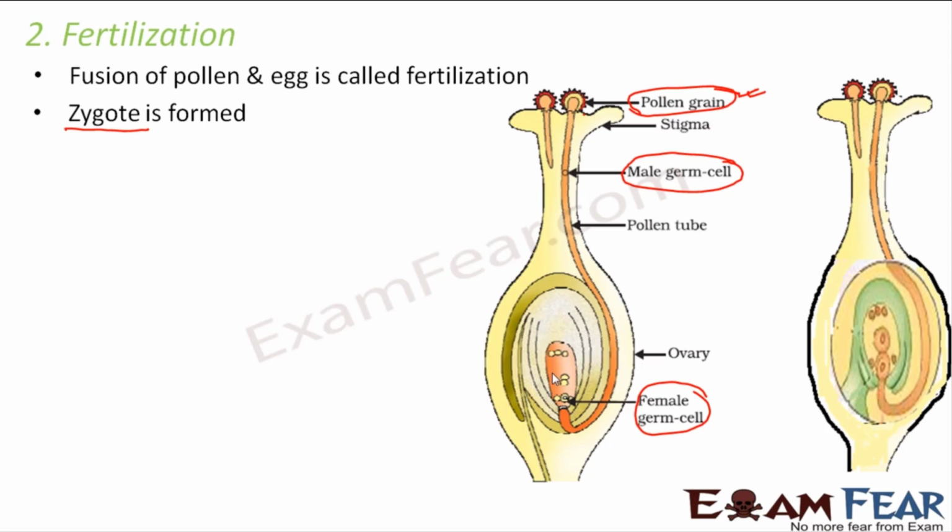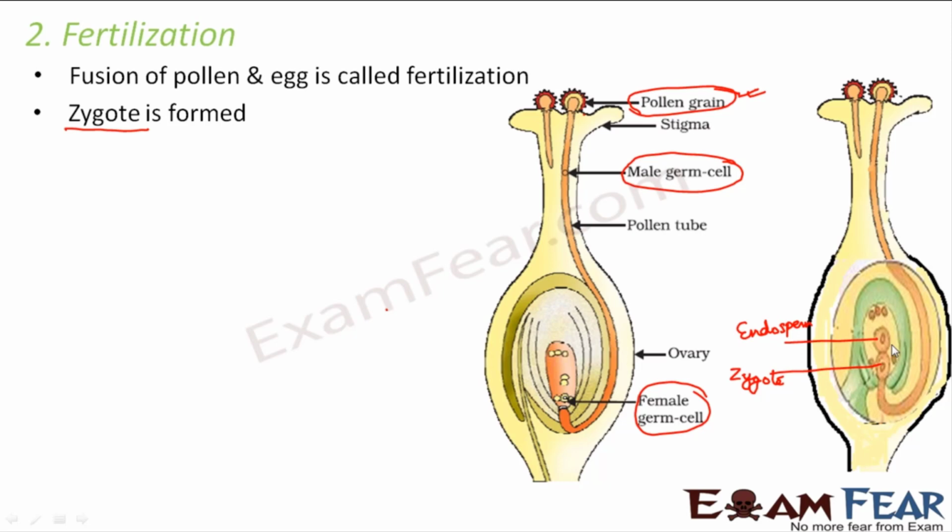So something like this will be formed. Now you see the difference here? In this case, this is the zygote and this is the endosperm. The zygote is formed by the fusion of one male germ cell and the egg cell, and the endosperm is formed by the fusion of the other male germ cell and the secondary nuclei, right? So now you have inside one zygote and the other endosperm. So this is the fertilization.